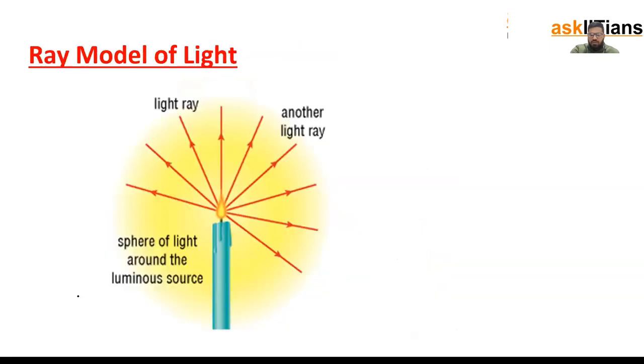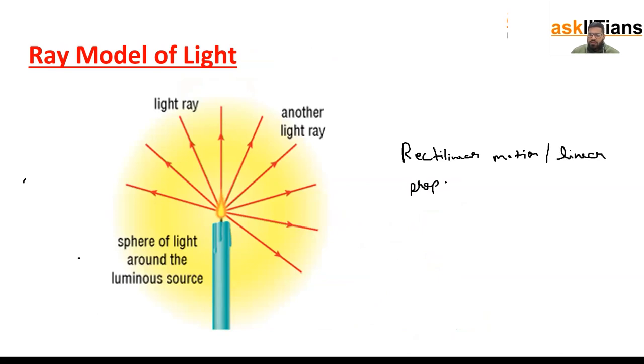We are going through the different definitions. So this is the ray model of light. What is the ray model of light? I already told you at the start of the class, light has a property known as rectilinear motion, or you can say linear propagation of light.